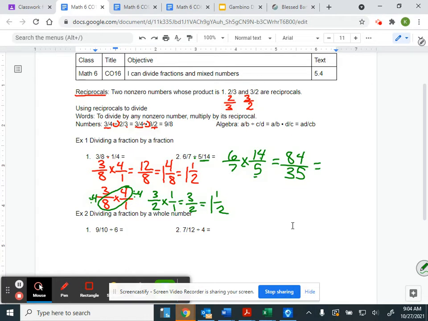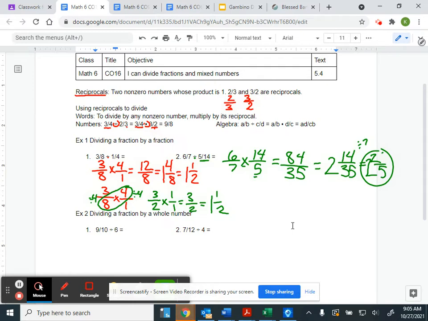That is improper. I can take 35 out of 84 2 times. 2 times 35 is 70. So that would leave me 14 left. And I can divide a 7 out of both of those. 14 divided by 7 is 2. So we need our whole number still. Don't forget to carry that whole number over. 35 divided by 7 is 5. So we end up with 2 2/5.